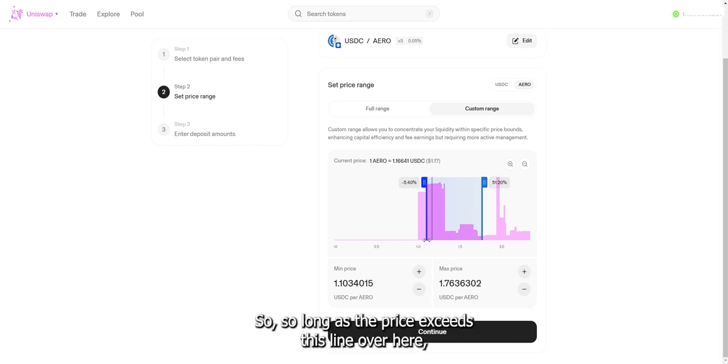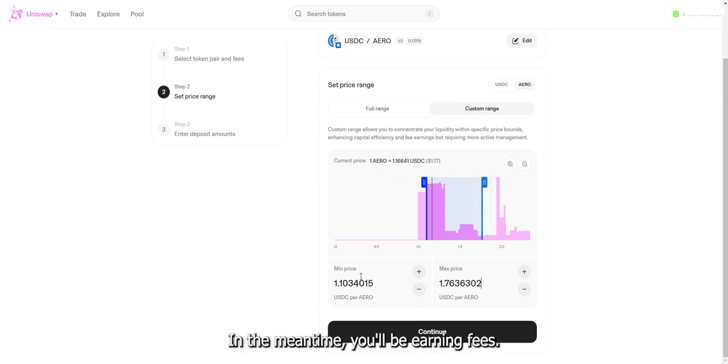So long as the price exceeds this line over here, which is $1.76, the entire pool will be USDC. In the meantime, you'll be earning fees as people swap through this pool.